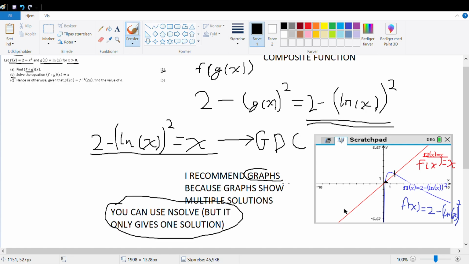Either one works. Now again, how do we find these two intersections? Well, on the calculator, we use menu, then we go to analyze graph, and we look for intersection.